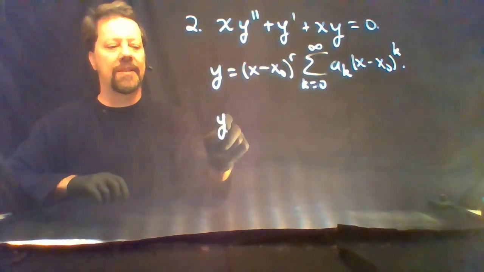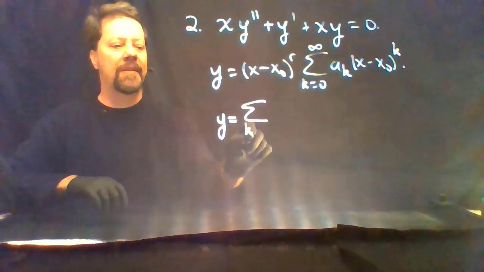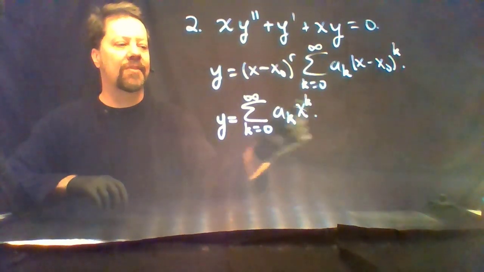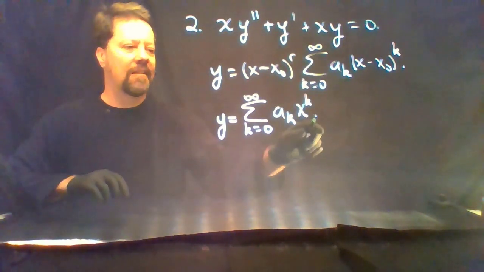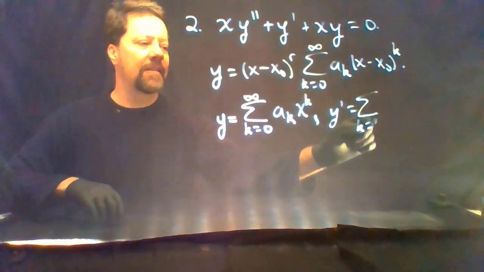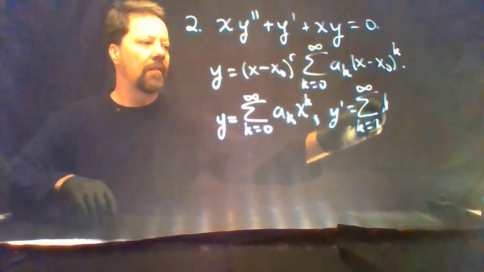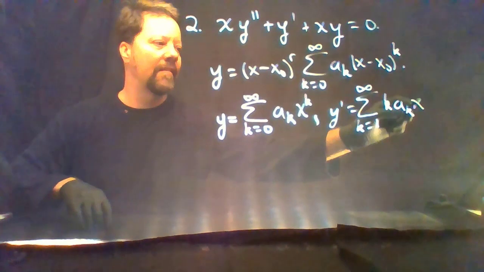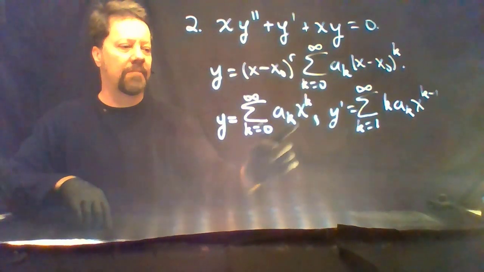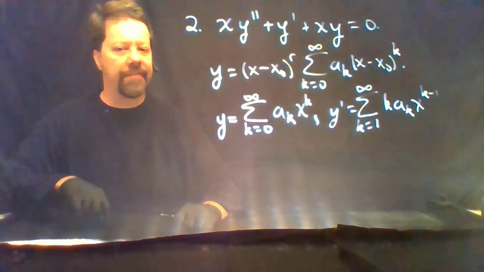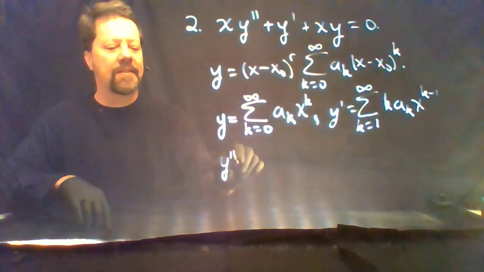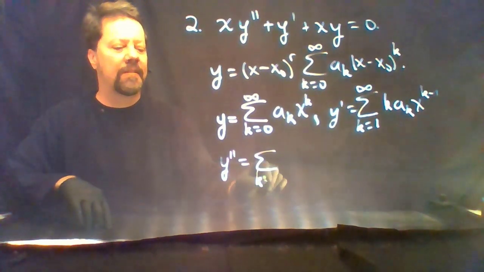In this particular instance, the solution will have the form the sum as k goes from 0 to infinity, a sub k, x to the k. That implies that y prime will have the form the sum as k goes from 1 to infinity, k, a sub k, x to the k minus 1. We lose a term because the k equals 0 term is constant, so its derivative is 0. That means this sum must start at 1. Similarly, y double prime must start at 2.